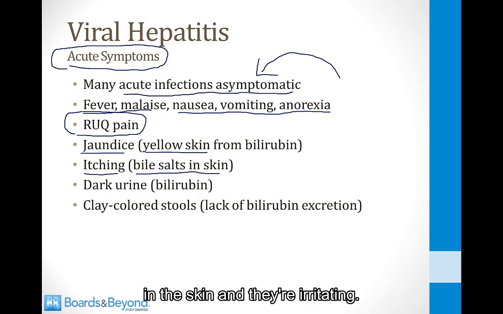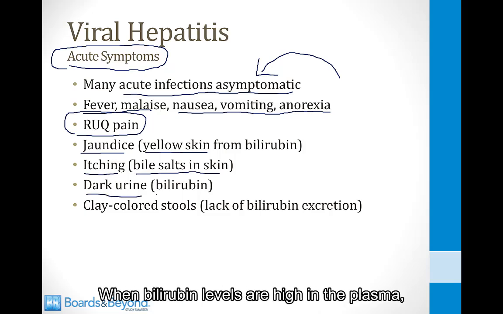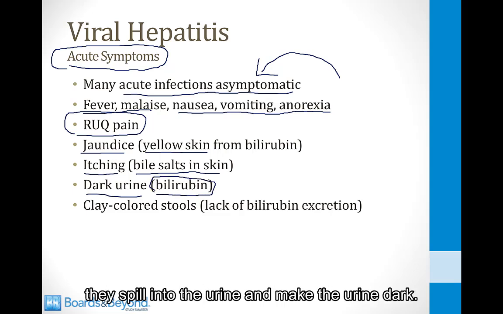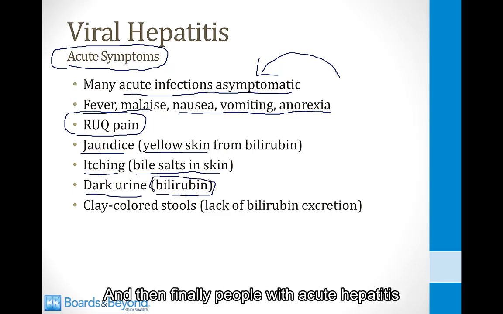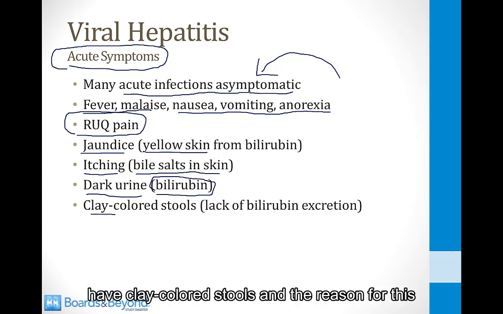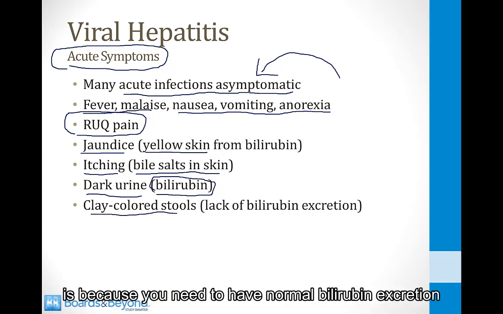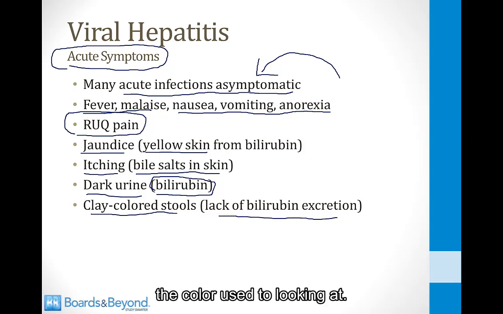Patients with jaundice often have itching, and that's because bile salts deposit in the skin and they are irritating. They will also have dark urine. When bilirubin levels are high in the plasma, they spill into the urine and make the urine dark. And then finally, people with acute hepatitis have clay-colored stools, and the reason for this is because you need to have normal bilirubin excretion to make your stools dark brown, the color you're used to looking at.